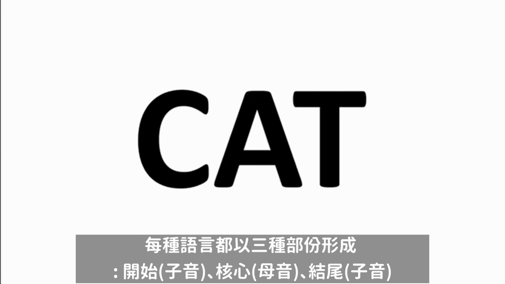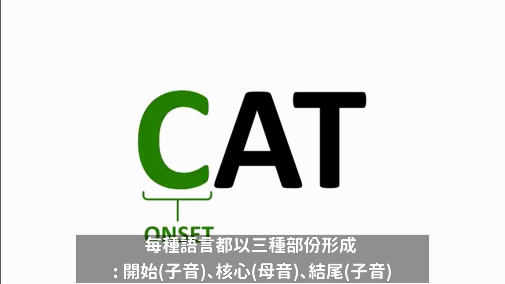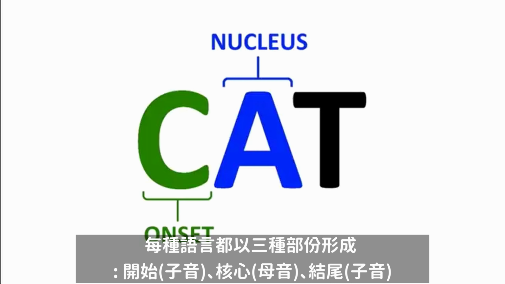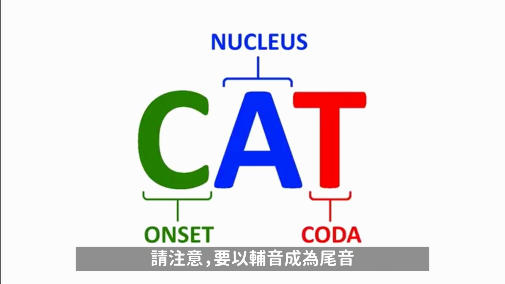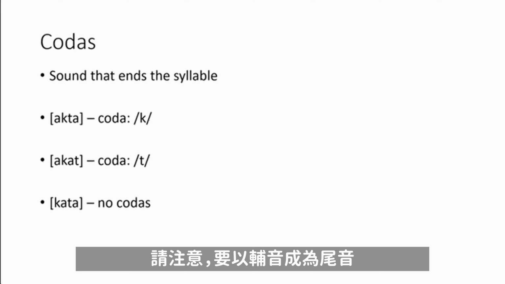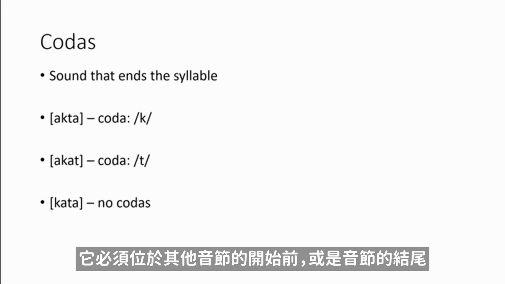Any given syllable consists of up to 3 segments: the onset, the consonant that begins the syllable; the nucleus, the part of the syllable capable of receiving stress, which is almost always a vowel; and the coda, the consonant that ends the syllable, if there is one. Keep in mind, for a consonant to qualify as a coda, it needs to precede the onset of another syllable, or appear at the end of a word.